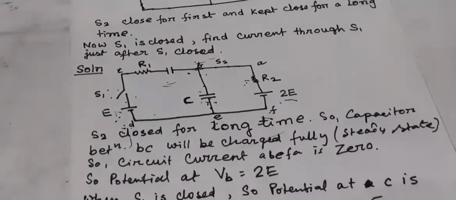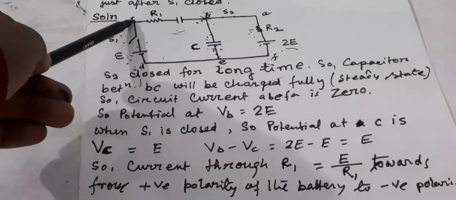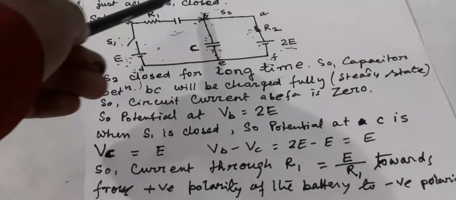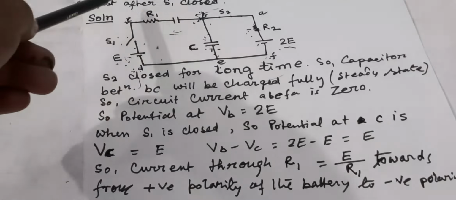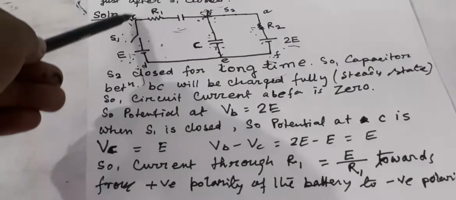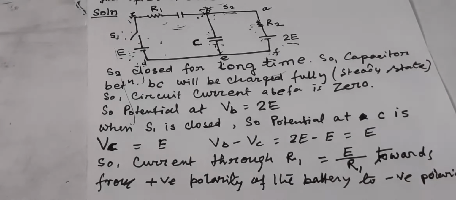Here the potential is twice E once it is completely charged. Once S1 is connected, E will be the potential here, while the potential here is twice E. This has higher potential, this has lower potential, so this minus this gives the current in this direction, divided by resistance gives the amount of current. E divided by R1 will be the current from right side to left side, I mean from the positive side of the battery to the negative side of the battery. That is the point here.